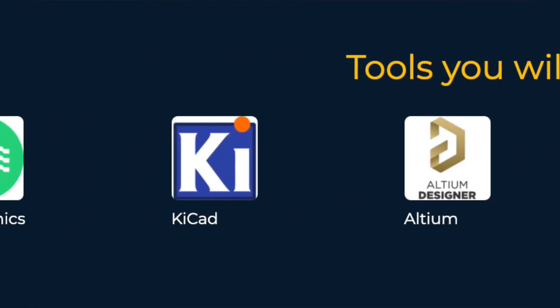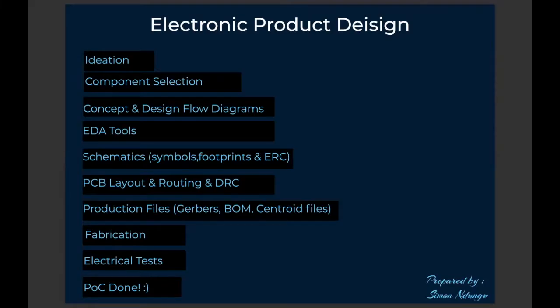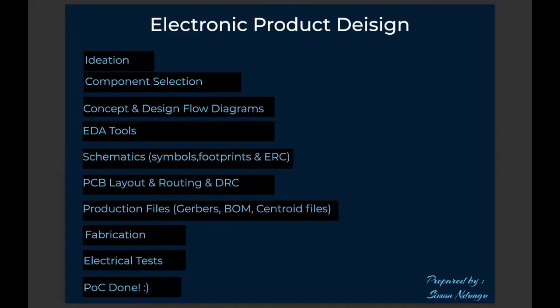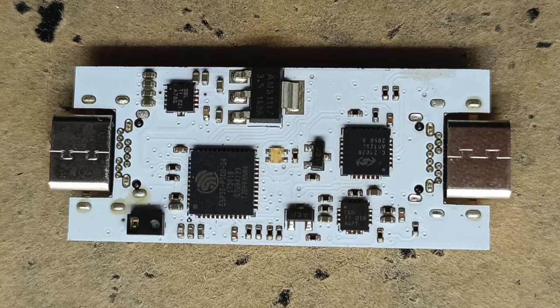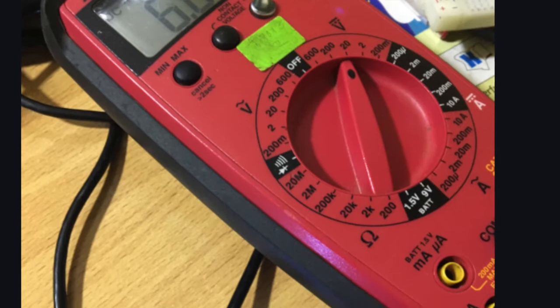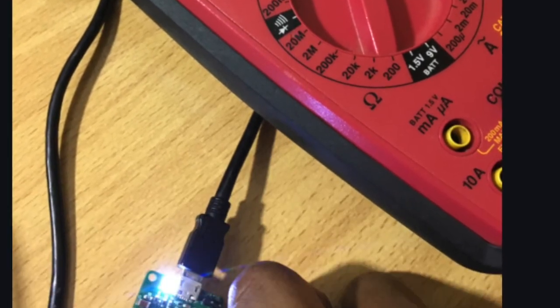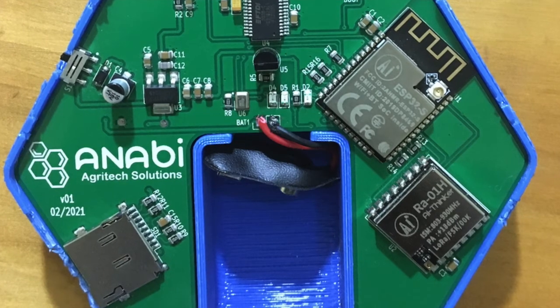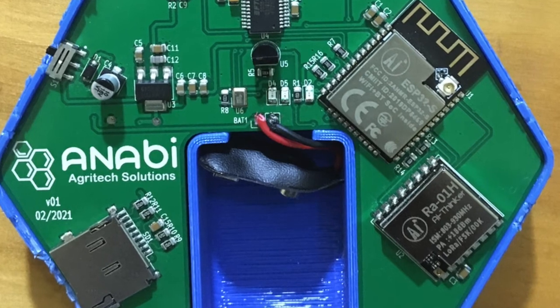You do schematics. This is also the point where you draw symbols, footprints, and perform some ERC. You do some PCB layout as well. Routing also comes in that stage. Then after that, you do the production files. These are the actual files that we send to the fab houses. Once you have all the files, we go to fabrication. After that, we have electrical tests, and that's when we receive our PCBs. And finally, we have a proof of concept done, and we can push our prototype to production, now getting the final product.